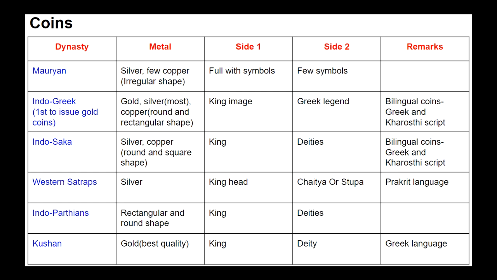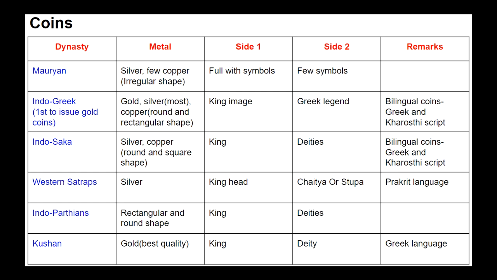Then the Indo-Greeks were the first to issue gold coins in India. Gold, silver, and copper coins, and they issued mainly silver coins. They issued regular shaped coins, round and rectangular. On side one we find the image of the king, and on side two we find Greek legend or deities. And they issued bilingual coins, in Greek and Kharoshthi script.